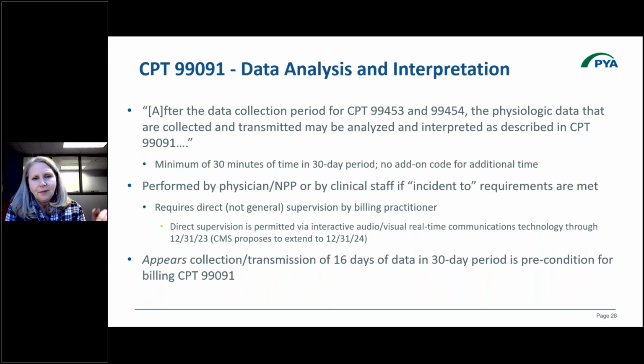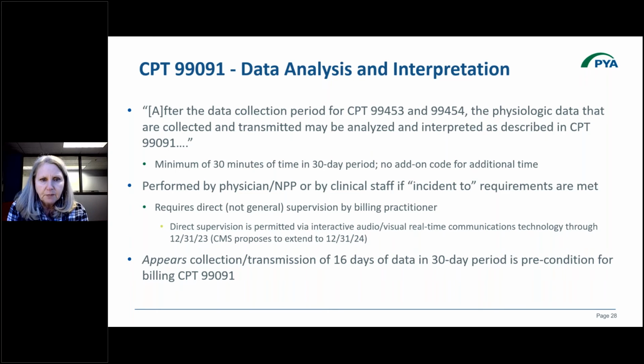99091 was the original remote monitoring code. It is data analysis and interpretation. CMS has kept this code even after adding the new codes, noting that after you've collected the data, the next step in the process is going to be analyzing and interpreting that data, and that would be reimbursable under 99091. That code requires 30 minutes of time and a 30-day period. There is no add-on code for 99091.